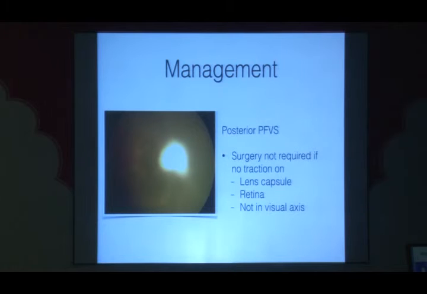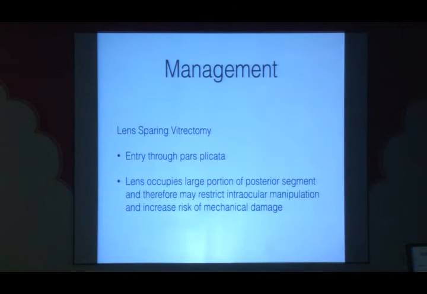Posterior, surgery is not needed if there's no significant visual problem. But if you're going into the vitreous to clear the extraction, make sure that you first bisect the adhesion between the lens and the retina, otherwise traction can induce lens damage. So you have to enter quite anteriorly compared to your routine vitrectomy.